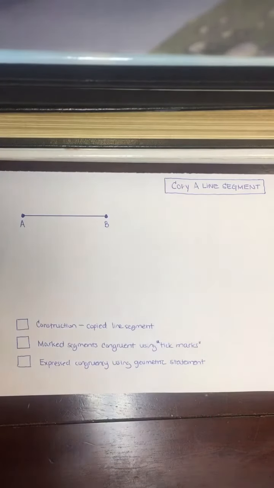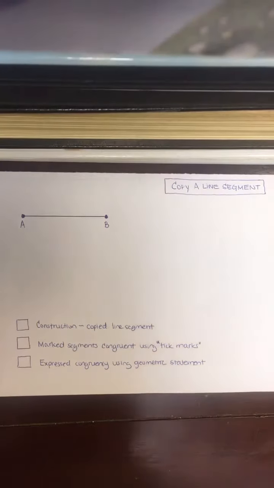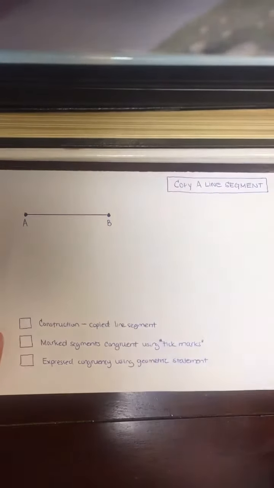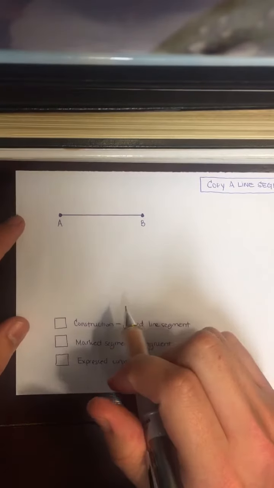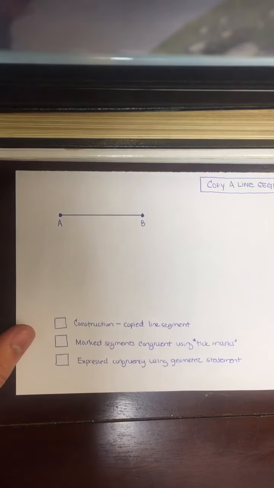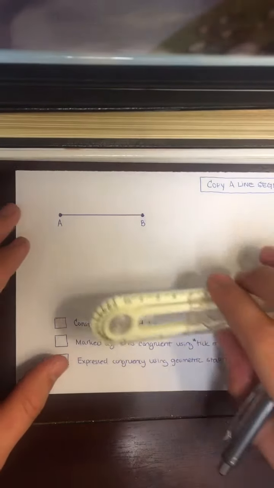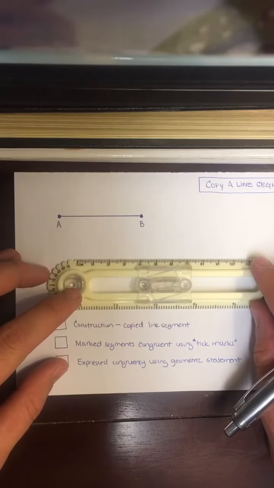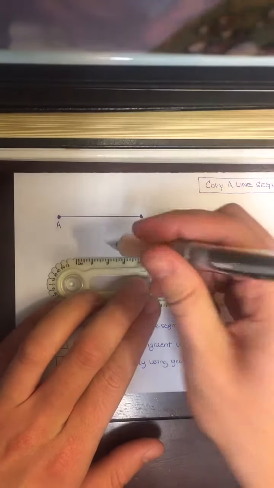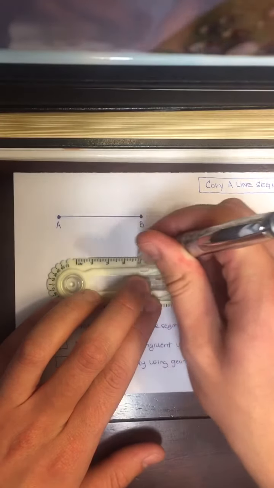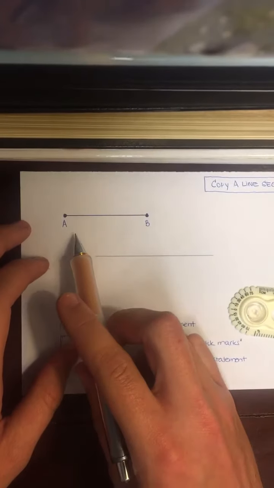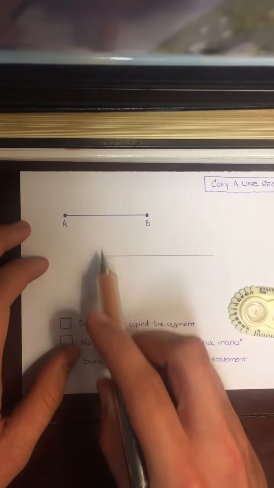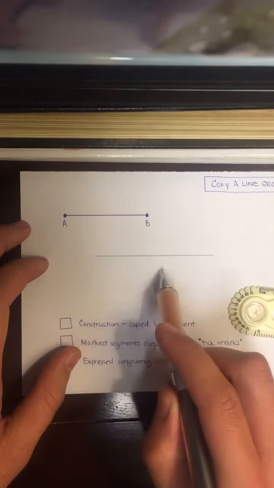All right, so the first construction that we actually talked about in class was how to copy a line segment. You can see here off to the left-hand side of my page I have a line segment AB. We're going to start off this construction, copying a line segment, by just drawing a line segment down below. Make sure that line segment is definitely longer than your original line segment AB. We can see that this is much longer.